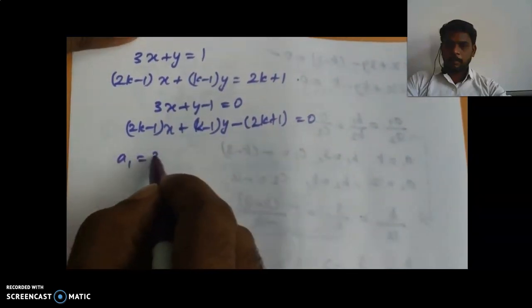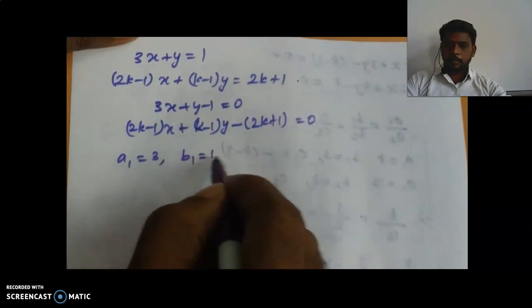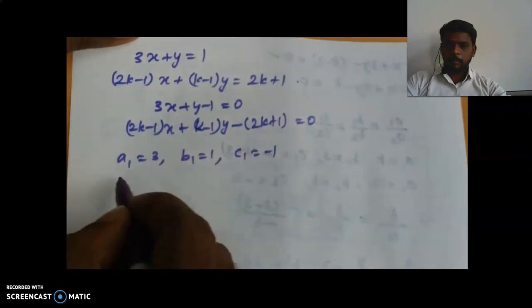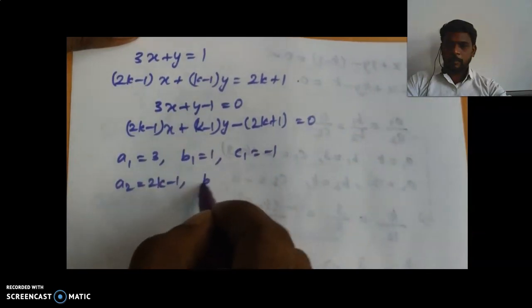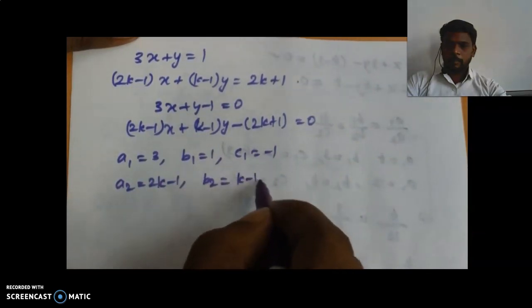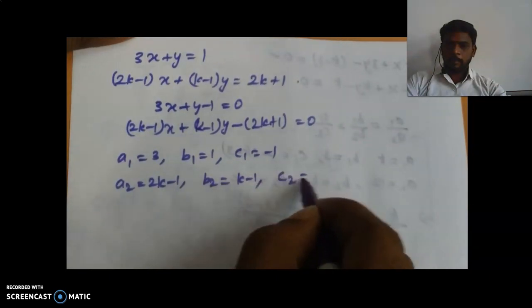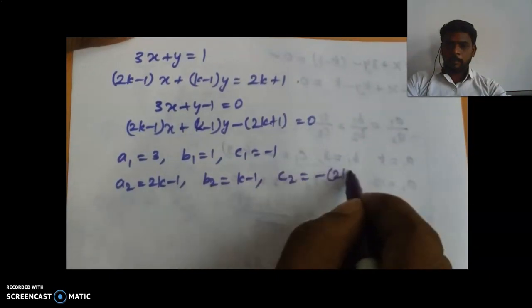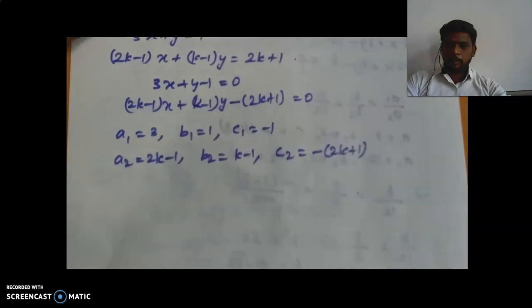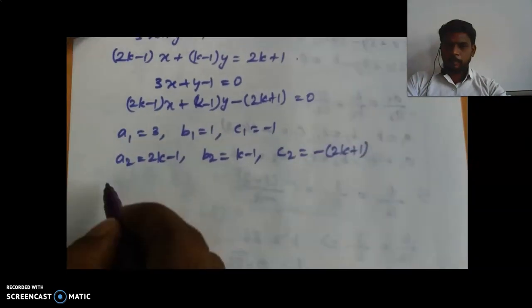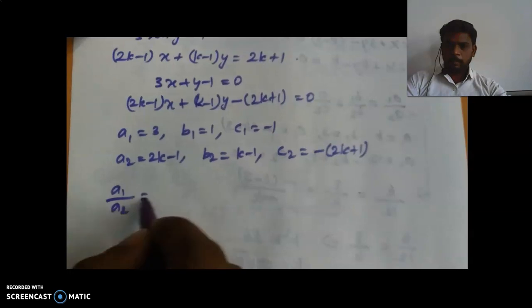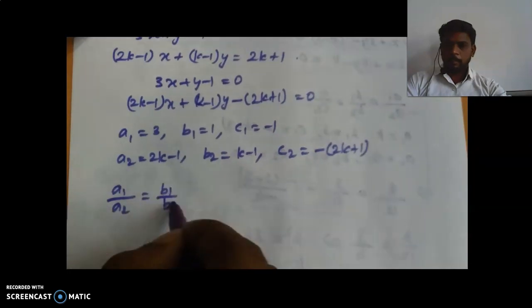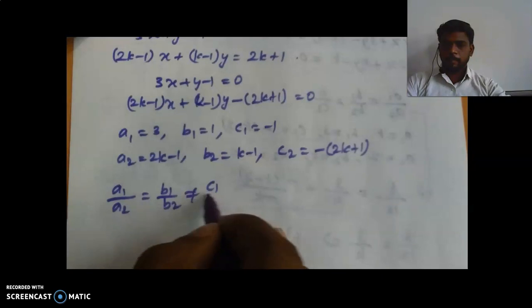So a1 equal to 3, b1 equal to 1, c1 equal to minus 1, and a2 equal to 2k minus 1, b2 equal to k minus 1, and c2 equal to minus of 2k plus 1, right? Now what is the condition for a pair of linear equations having no solution? So no solution means a1 by a2 equal to b1 by b2 is not equal to c1 by c2.